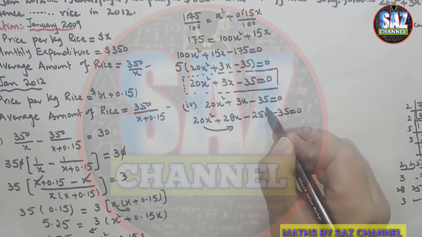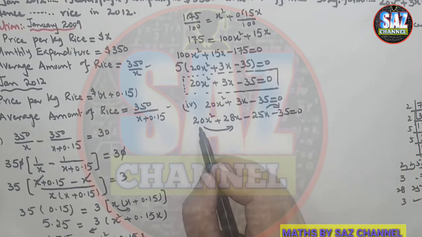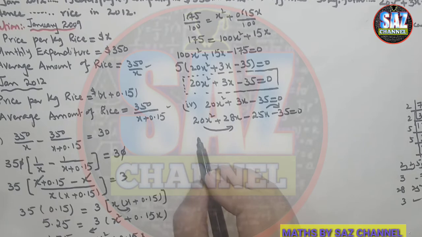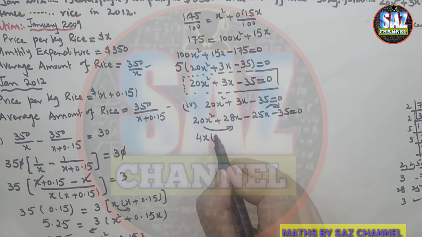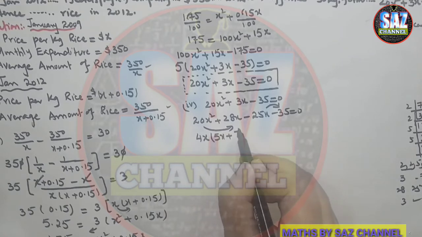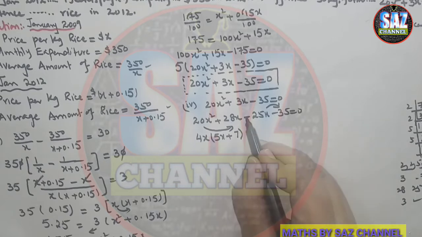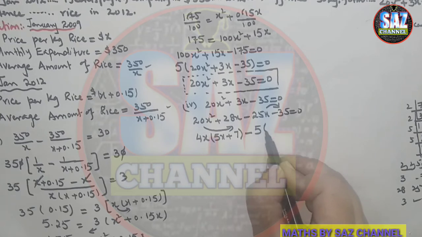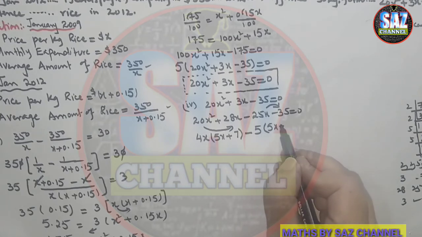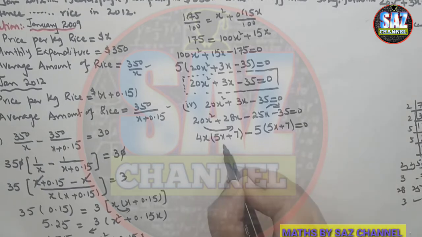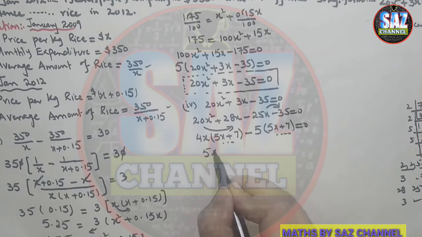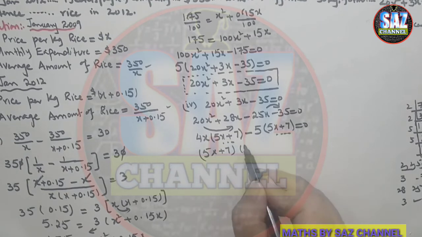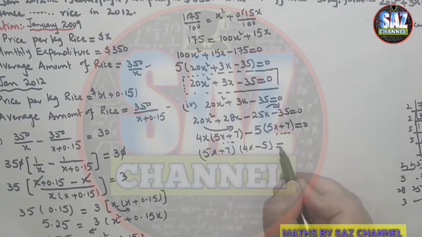Make the groups of like terms. And from each group extract a number and letter as a common factor, 4 and x, and inside the bracket I will be left with 5x plus 7. Coming to the second part, the minus sign is with both the terms, so I will extract minus 5, and inside the bracket I will be left with 5x plus 7 equals 0. Again 5x plus 7 is the common group. Pull it out, 5x plus 7 into 4x minus 5 equals 0.